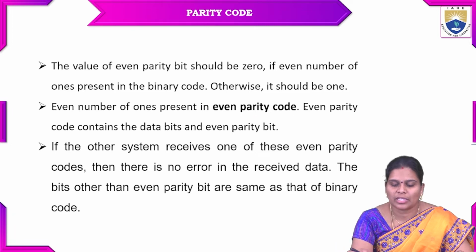An even number of ones is present in an even parity code. An even parity code contains the data bits and the even parity bit. The value of the even parity bit should be 0 if an even number of ones is present in the binary code. Otherwise, it should be 1.